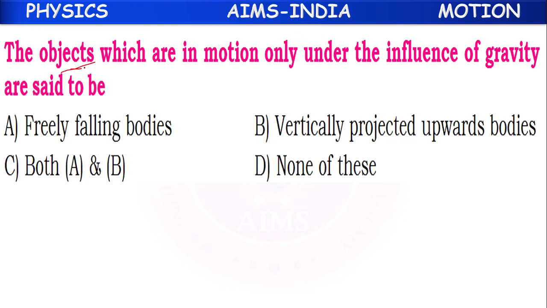Next one, the objects which are in motion only under the influence of gravity are said to be. Means only under the influence of gravity. Means we have not applied any force. Only because of gravity they are moving. They are called, sorry children, they are called freely falling bodies. They are only under the influence of gravity.